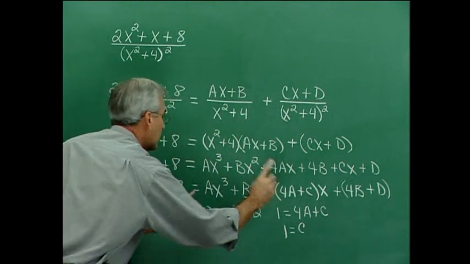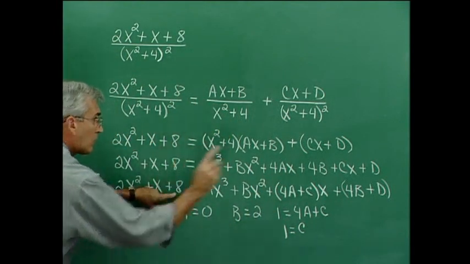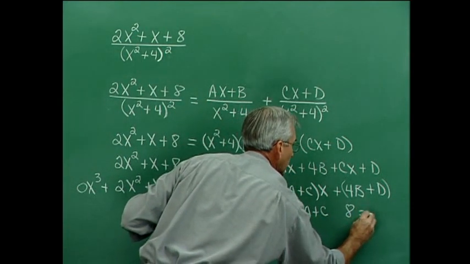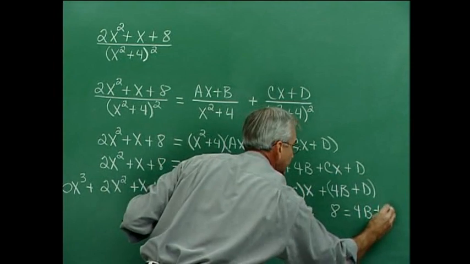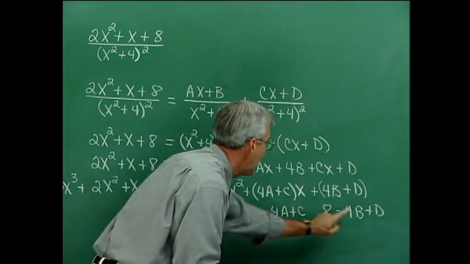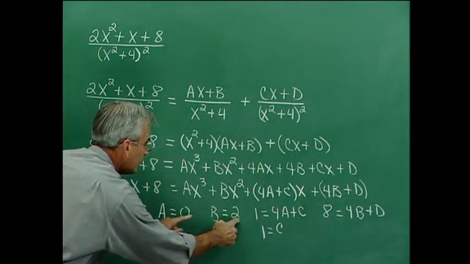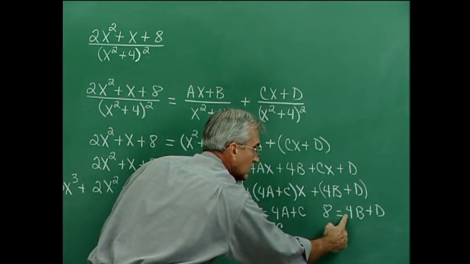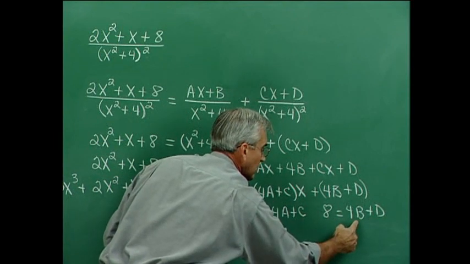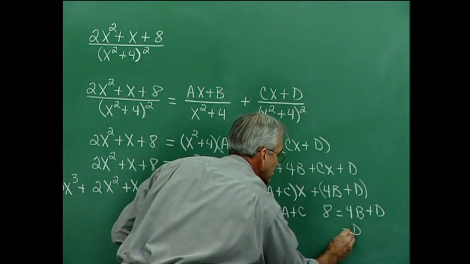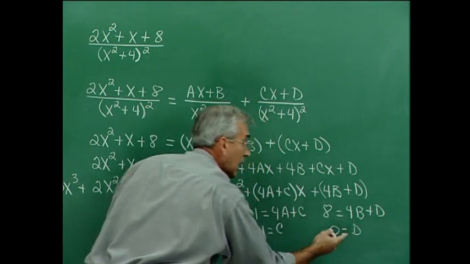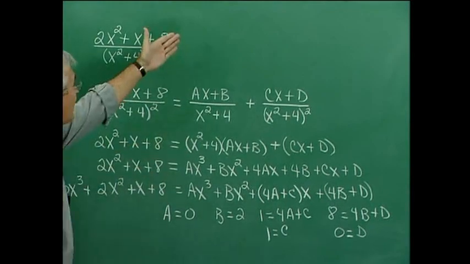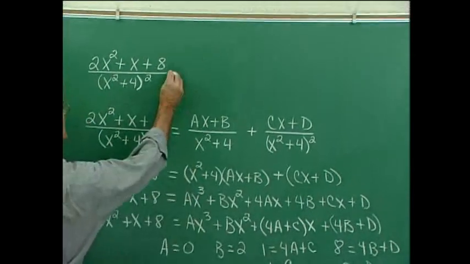Then our constant, 8, must be equal to our 4b plus d. So 8 equals 4b plus d. And let's see, we have a value for b. Let's look back over here. Oh, b is 2. So if b is 2, we have 2 times 4, 8. 8 plus d, subtract 8 on both sides, we find d to be 0. Now we have values for a, b, c, and d, and we just read them off down here and write our partial fractions up above. Let's come up here and do that.